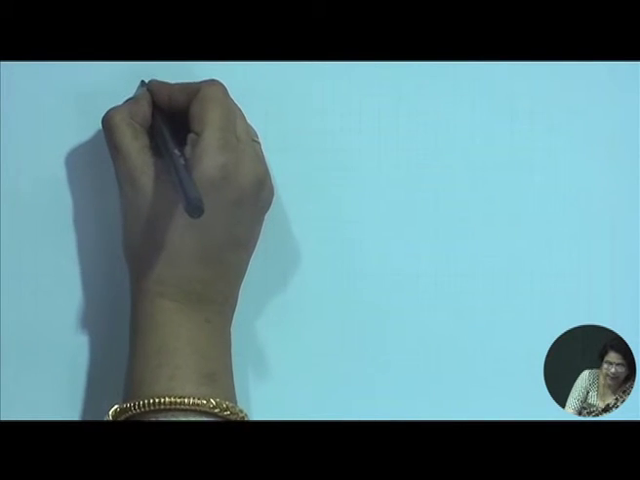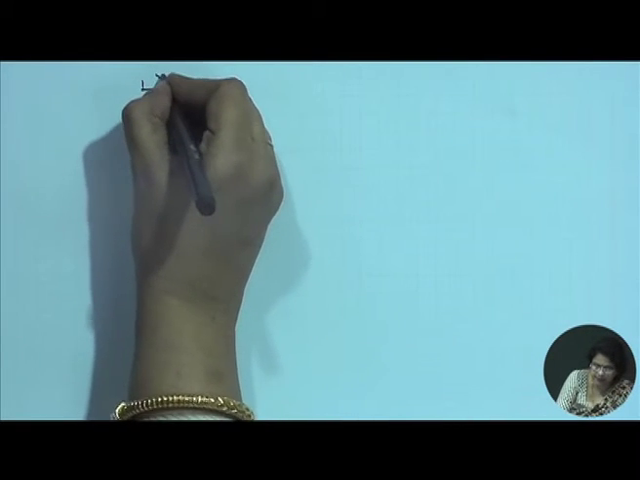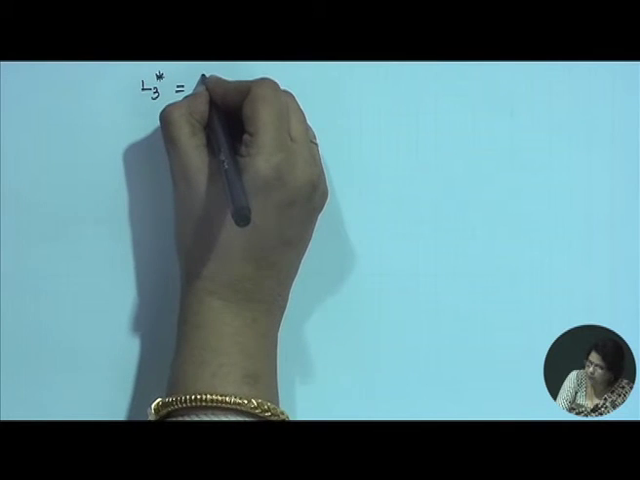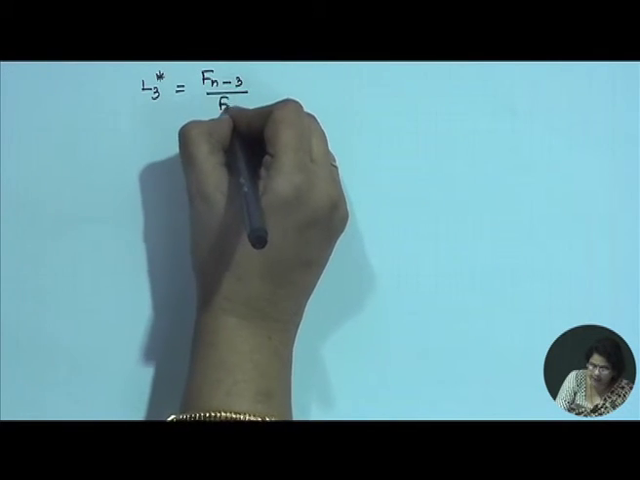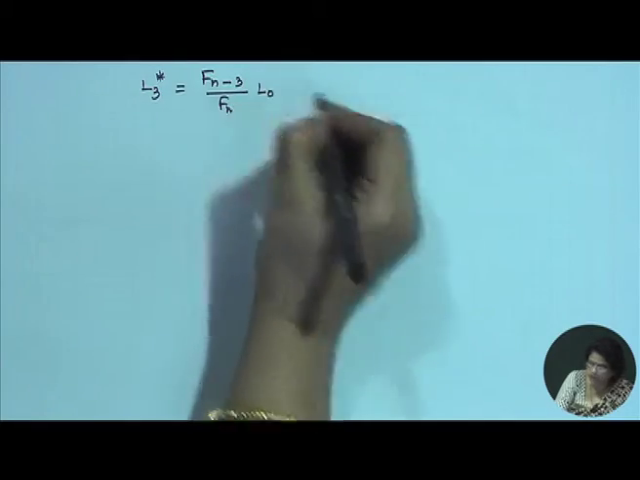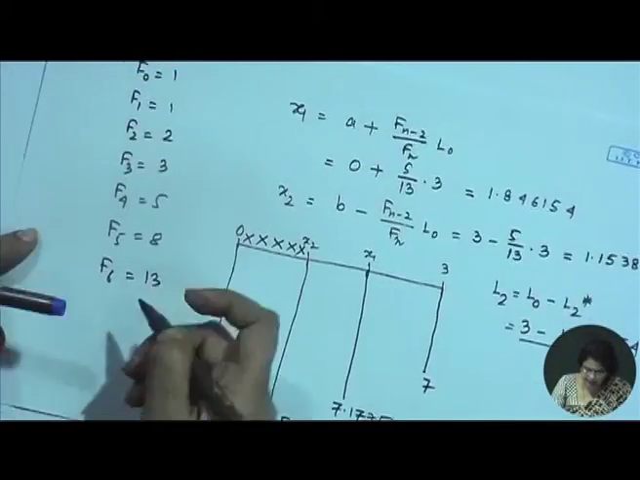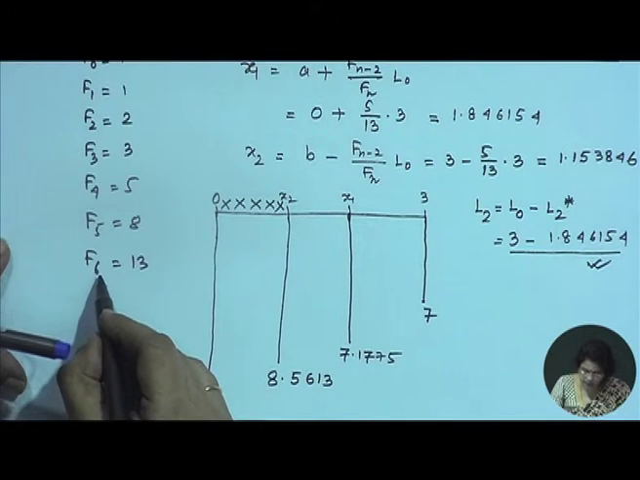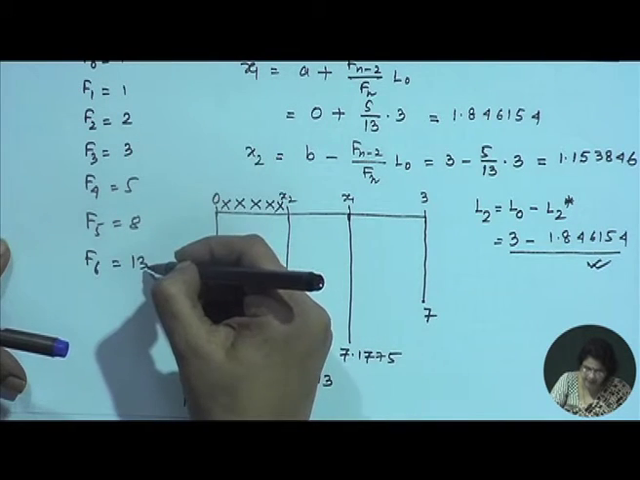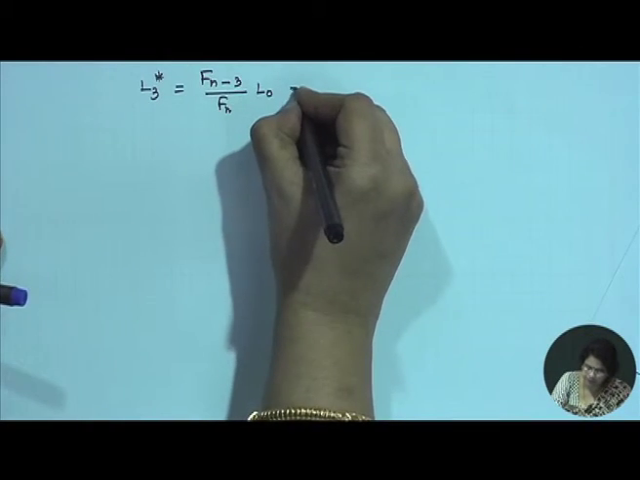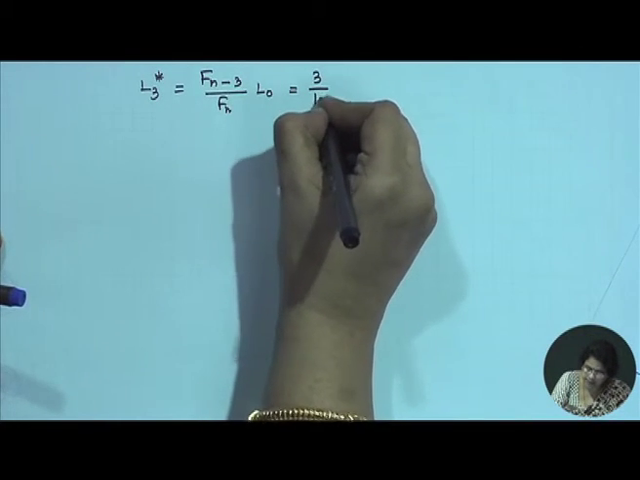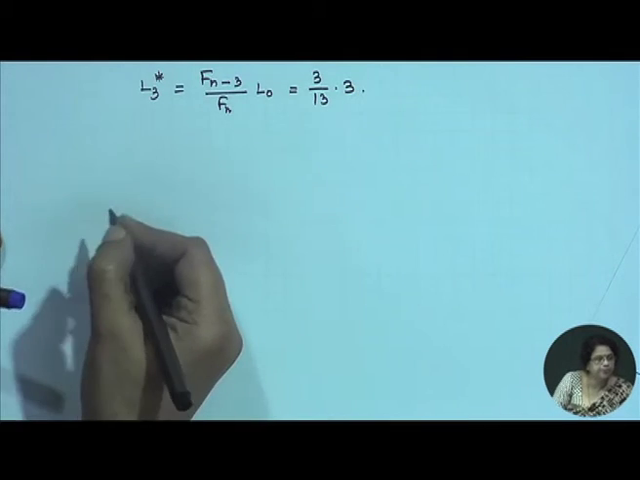I will calculate L3 star. L3 star is equal to Fn minus 3 divided by Fn, times L0. Here my n is equal to 6. That's why Fn minus 3 would be 3 by 13. So 3 by 13 into 3.